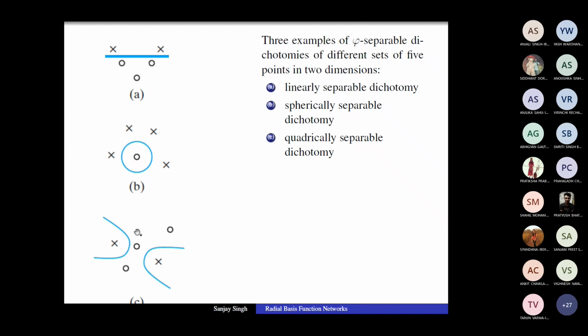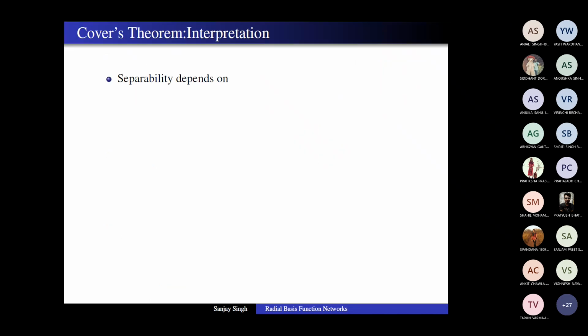Now suppose you have data points arranged in this fashion. Then you have quadratically separable dichotomies. So these are the three possible dichotomies. The question is whether these are the only ones. No, these are the elementary or rudimentary dichotomies. Complex dichotomies, which may be combinations of these three, are also possible. Now we'll try to understand Cover's theorem.